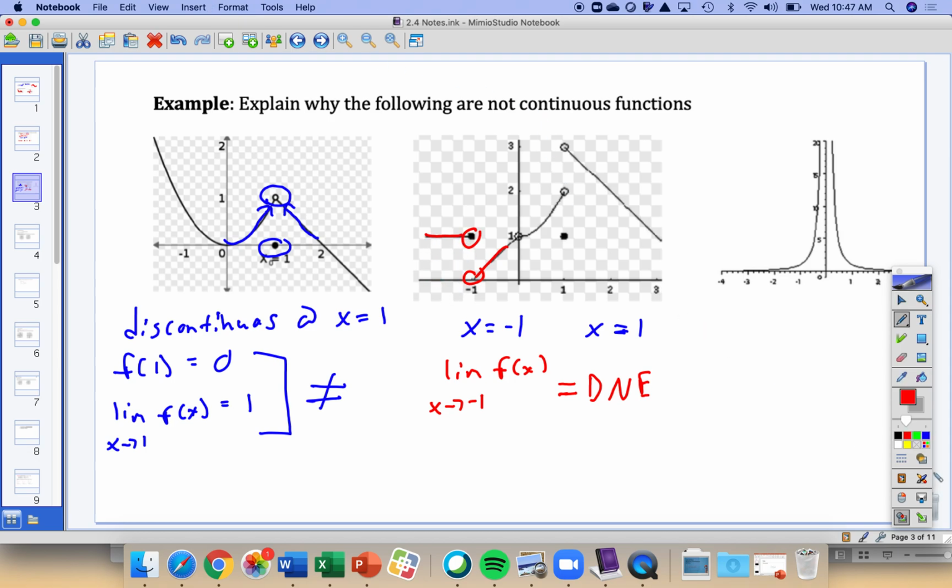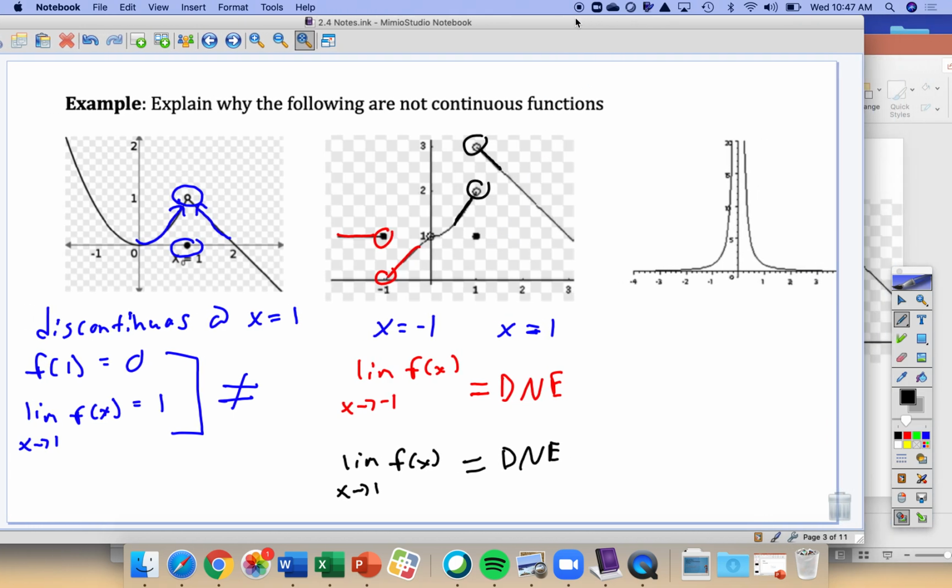For this portion right here, I'll put it in black, I can do the same thing. The limit as x approaches +1 of my function, so as I approach it from the left and from the right, you'll see that I approach different numbers, and therefore the limit does not exist. So I have a break in my graph. So in this graph, I have 2 points of discontinuity.